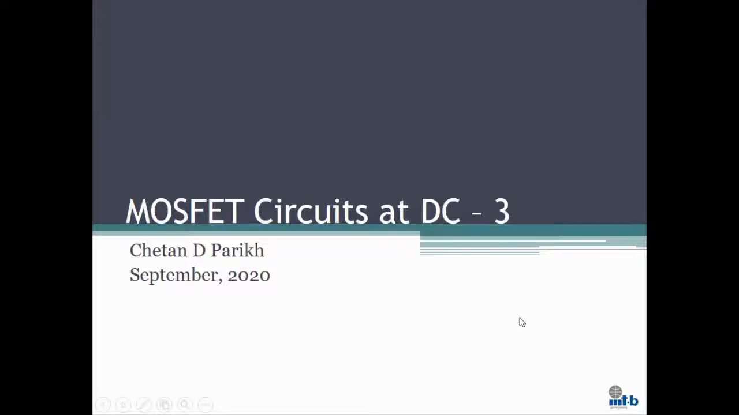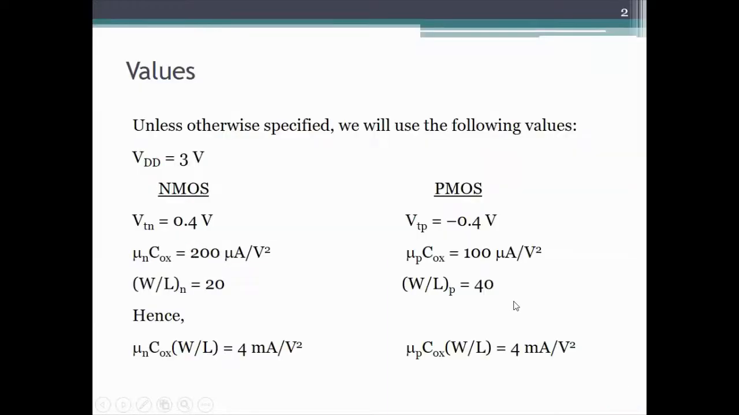Alright, so we continue with MOSFET circuits at DC. This time we'll study one of the most important circuits of this semester and do some detailed DC analysis of this circuit. Same numbers, so this time we'll have a PMOS, so mu_n Cox W/L is 4, mu_P Cox W/L is also 4. The threshold voltages are equal in magnitude, of course opposite in sign. Alright, so these are the two things we need, Vt and mu Cox W/L.